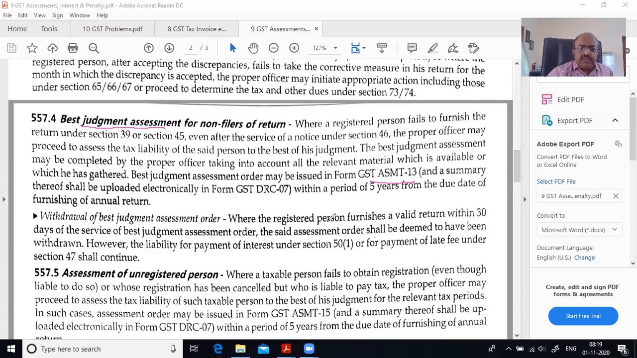Withdrawal of best judgment: where the registered person furnishes a valid return within 30 days of service of the best judgment order, then the best judgment is withdrawn, and the liability for payment of interest under section 50 and late fee under section 47 shall continue. That will continue, but he can withdraw the best judgment assessment.